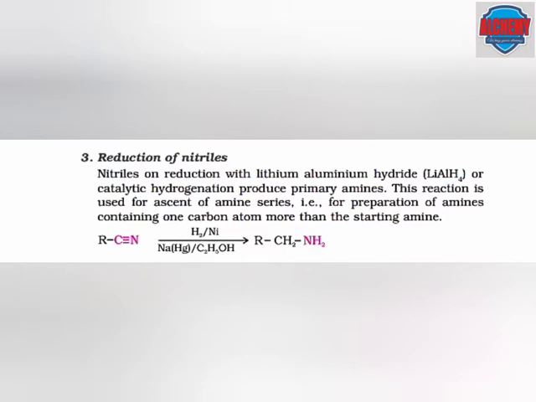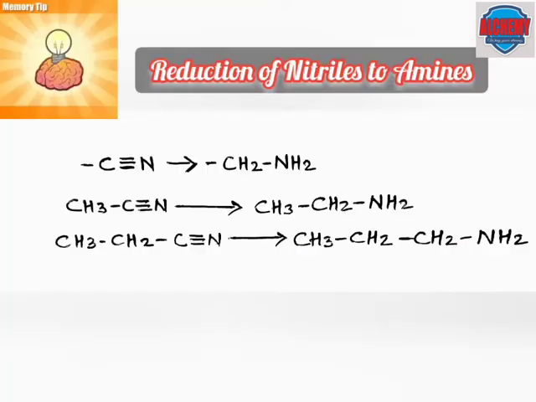The third method for preparation of amines is by reduction of nitriles. Nitriles on reduction with lithium aluminium hydride, that is LiAlH4, or catalytic hydrogenation, produce primary amines. This reaction is used for ascent of amine series, that is for preparation of amines containing one carbon atom more than the starting amine. Nitriles are compounds having the general formula R-C triple bond N, where R can be any aryl or alkyl group. If lithium aluminium hydride, that is LiAlH4, or hydrogen in the presence of nickel is given above the arrow mark, this signifies reduction, that is hydrogenation.